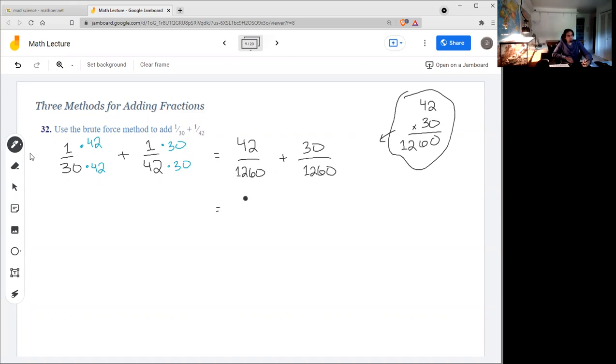Okay, and then I have 72 over 1260. And I want to be done, but I need to reduce this. So what am I going to do? I can use my divisibility rules, and notice when I add up digits that 9 is going to go into both of them, or 3 or 6. So maybe I'll start with 9. 9 times 8 is 72. With a 1260.